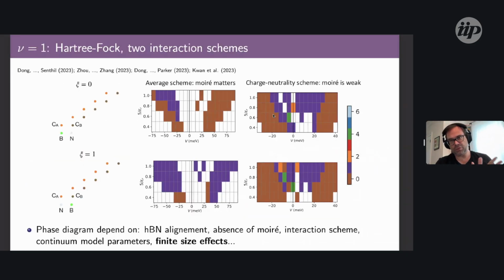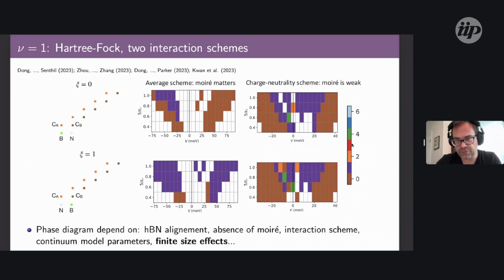So before diving into the fractional case, let's start with the integer one. It has been studied by several groups. Of course, it will depend on the type of stacking. And the take-home message is it will depend on the type of stacking, and on how you take into account the interaction, either in the average scheme where the Moire has a strong effect, or the charge-rate scheme where the Moire is less important.